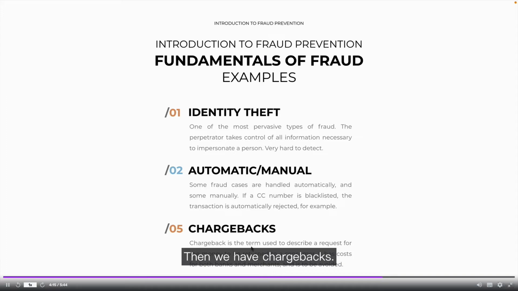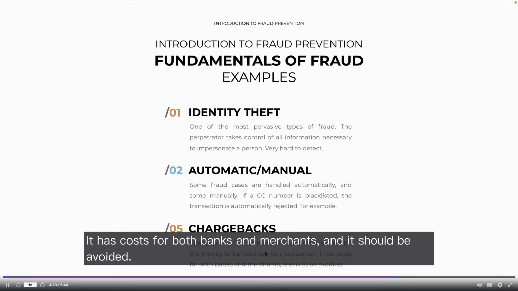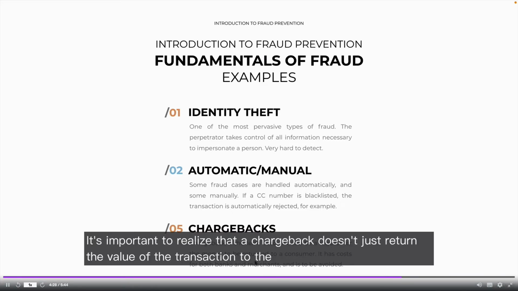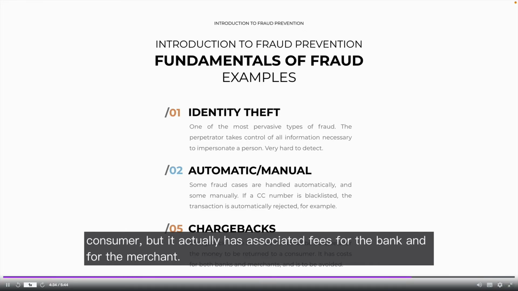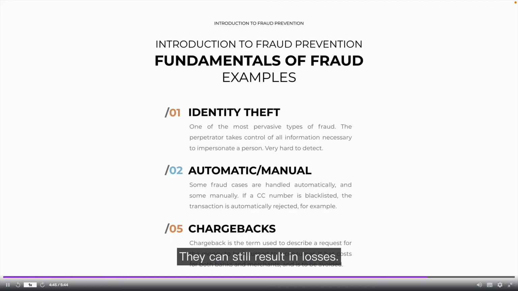Then we have chargebacks. Chargeback is the term used to describe a request for the money to be returned to a consumer. It has costs for both banks and merchants, and it should be avoided. It's important to realize that a chargeback doesn't just return the value of the transaction to the consumer, but it actually has associated fees for the bank and for the merchant. So even fraud cases that are solved don't have a zero result. They can still result in losses.